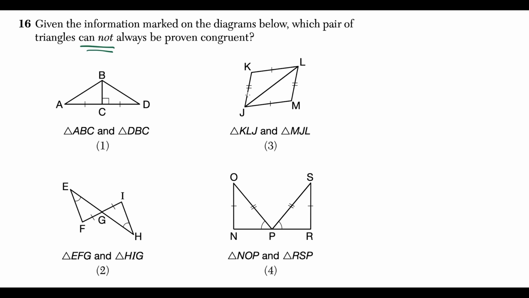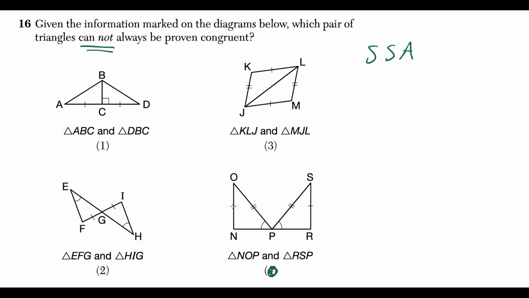Question 16, given the information marked on the diagrams below, which triangles cannot always be proven congruent? Anytime I'm looking for which theorem doesn't prove triangles congruent, it's almost always the donkey theorem, which is such a bad word that I'm not even going to say it. I'm not even going to spell it, but I'll spell it backwards. So I'm looking for side-side-angle, and it's looking right away like choice 4.